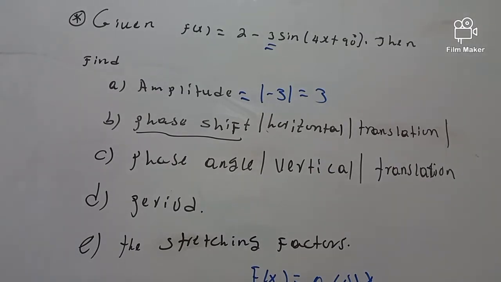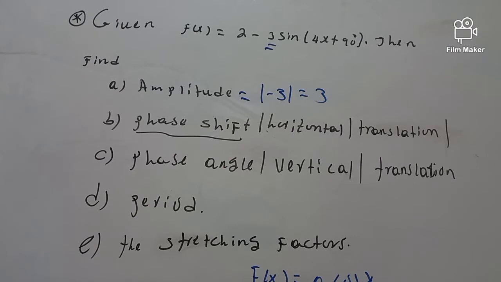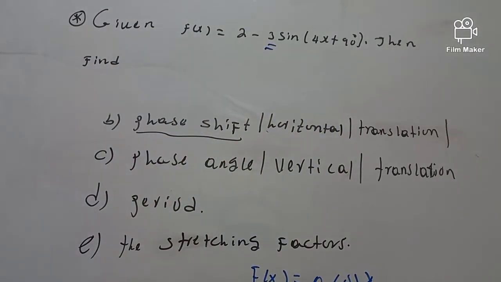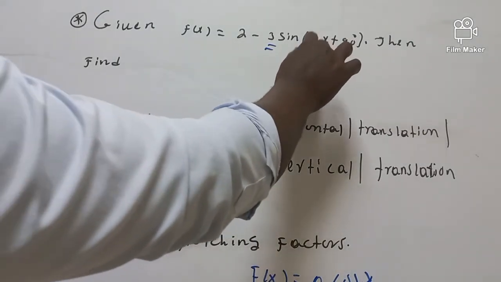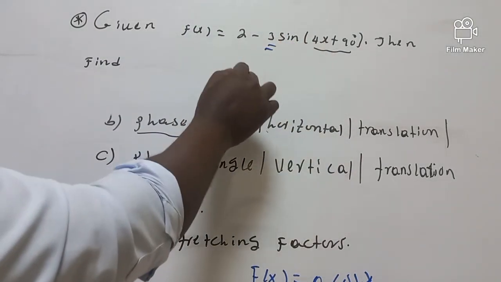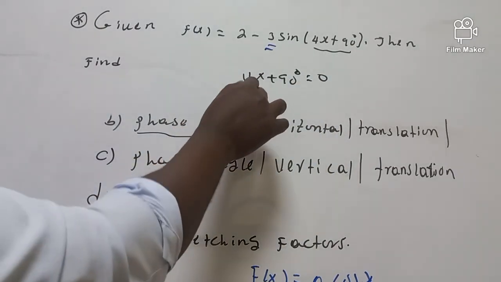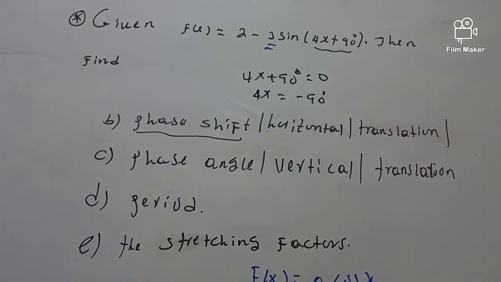So in the case of this one, look, what is phase shift or horizontal translation? A horizontal translation from this problem is easily determined directly from the zero of the argument. Let me describe how this is obtained. To find the phase shift, you simply have to find the zero of this one. So 4x plus 90 degrees equals 0. You have to make it like this, and that gives 4x equals negative 90 degrees.